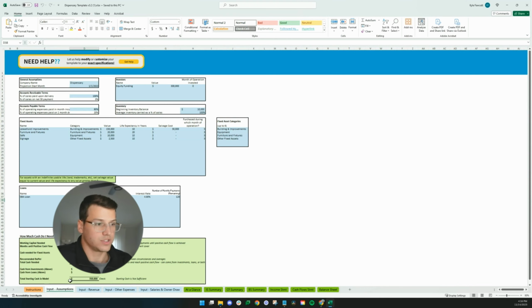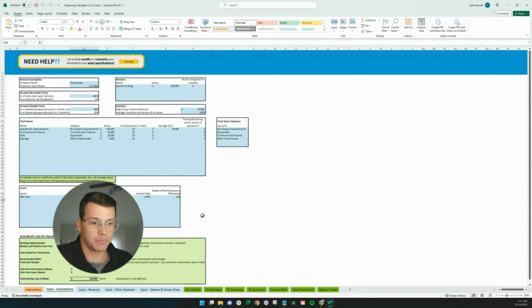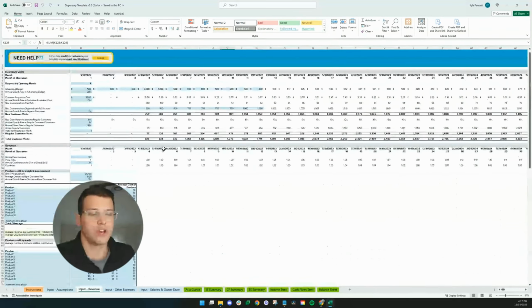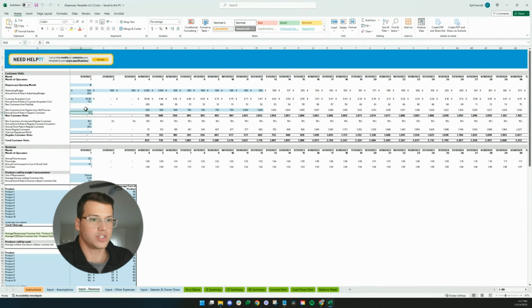So don't get overwhelmed with seeing an Excel file here. You can also use this in Google Sheets. We're only editing information on these blue tabs. And on those blue tabs, we're only editing information in these blue boxes. So we're only going to be editing the numbers you already know about your business, right? Again, there's a lot of information here. We're only touching these blue sections.